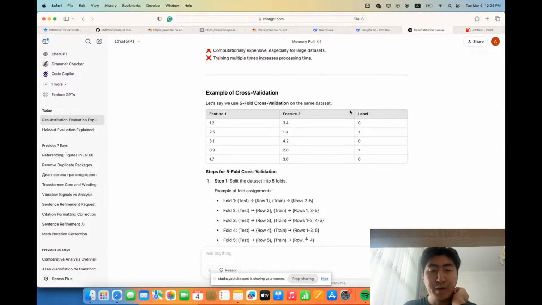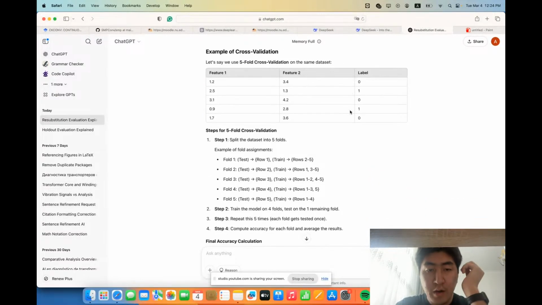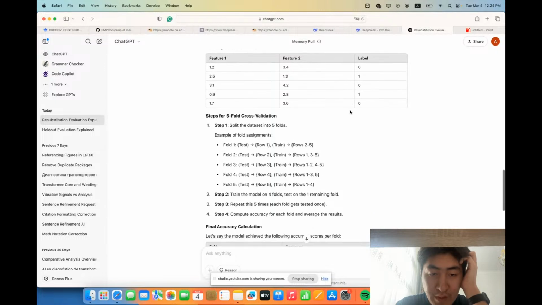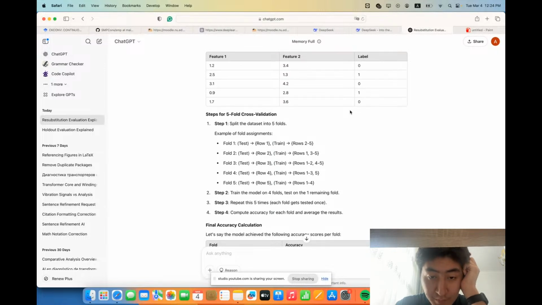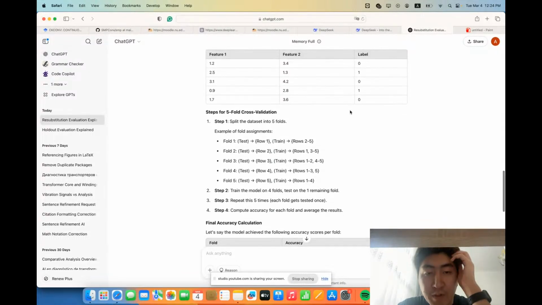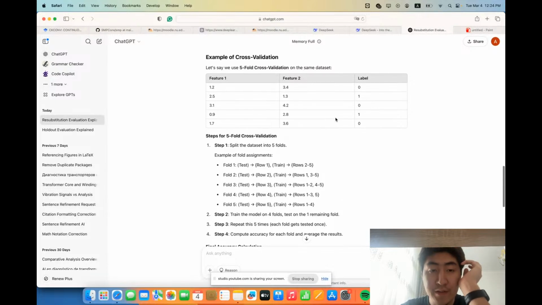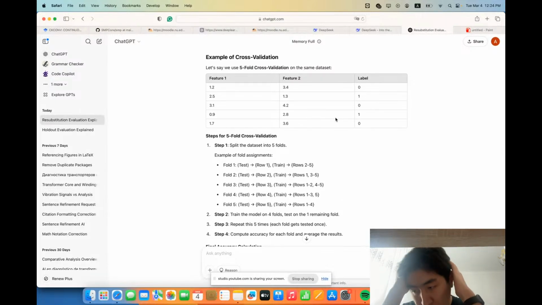So again, we have here an example of fold assignments. Steps for 5-fold cross validation. Okay. So how many observations do we have here? We have here 5 observations, and we're going to have 5 folds. You see?